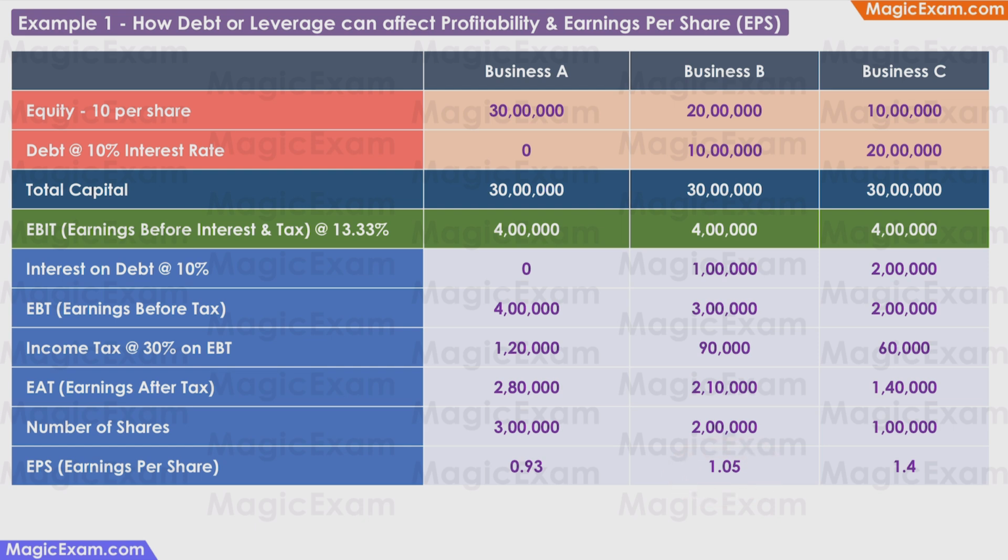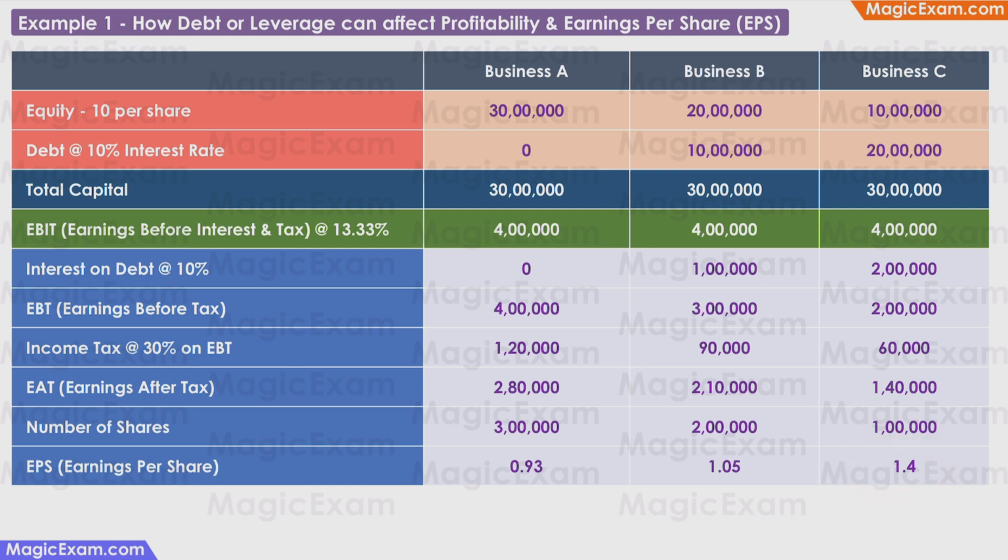In business C, there is a debt of 20 lakhs. So the interest on debt will be 2 lakhs. So EBT will be 2 lakhs. The income tax will be 30% on the EBT, which will be 60,000. Earnings after tax will be 1,40,000. Dividing the EAT by the number of shares will give us an earnings per share of 1.4.